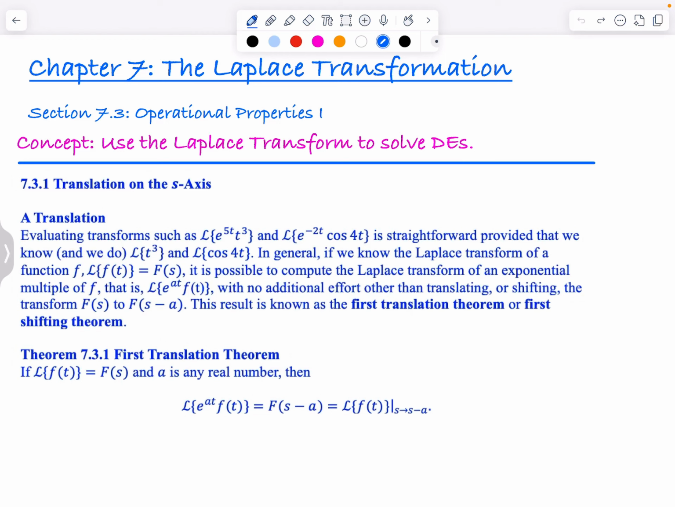In this video, we'll begin our discussion of section 7.3. This will be properties of the Laplace transformation. In this first video, we're going to work on what is called the first translation theorem. Let's talk about what a translation is.